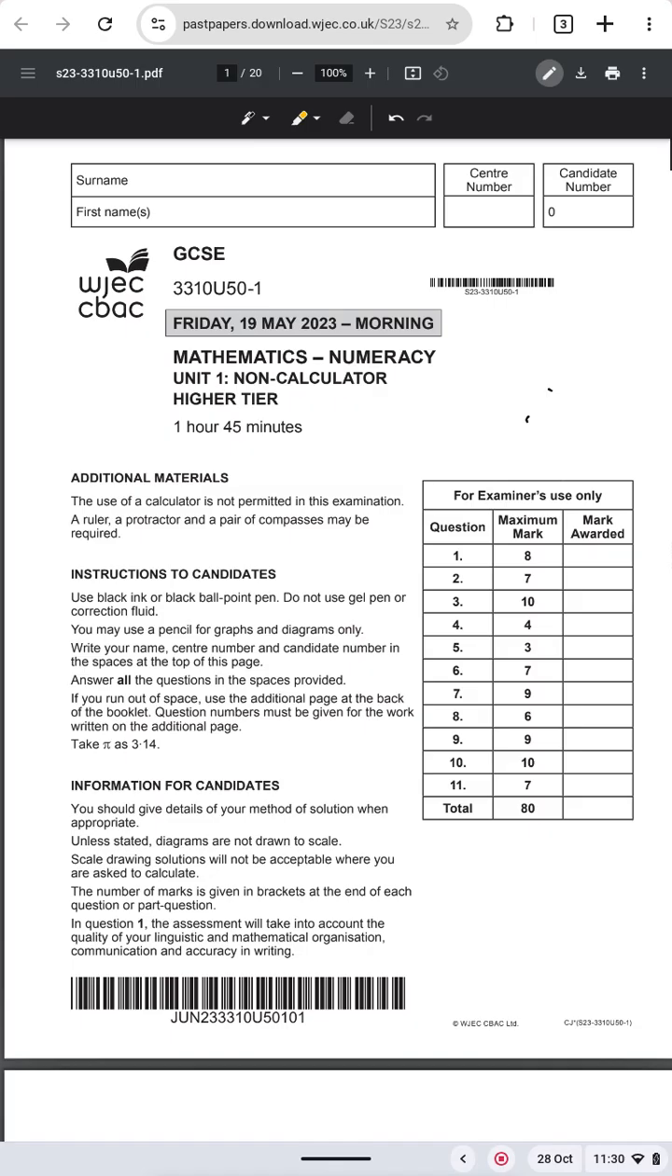So as usual, we go through the front cover first. Pi is again taken to be 3.14. There were 11 questions totaling 80 marks. There's some information about what colour pens to use. So let's start the paper.